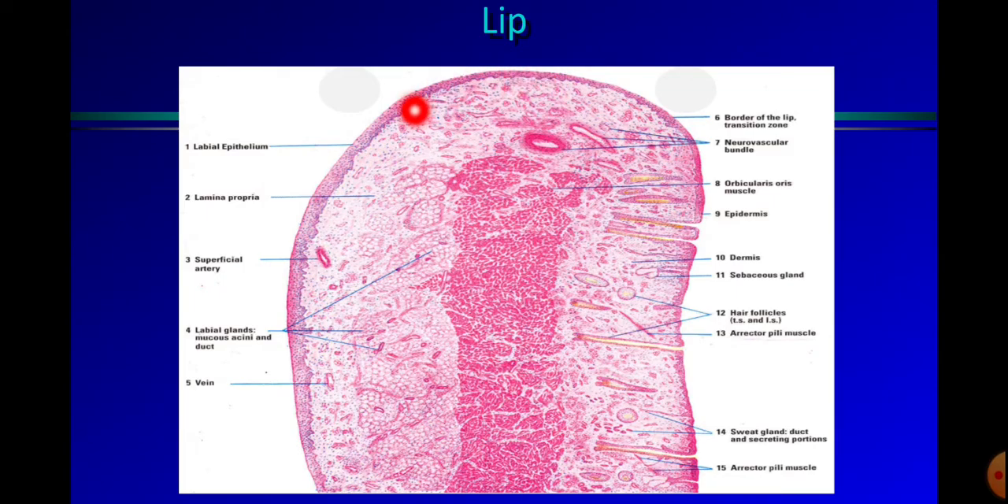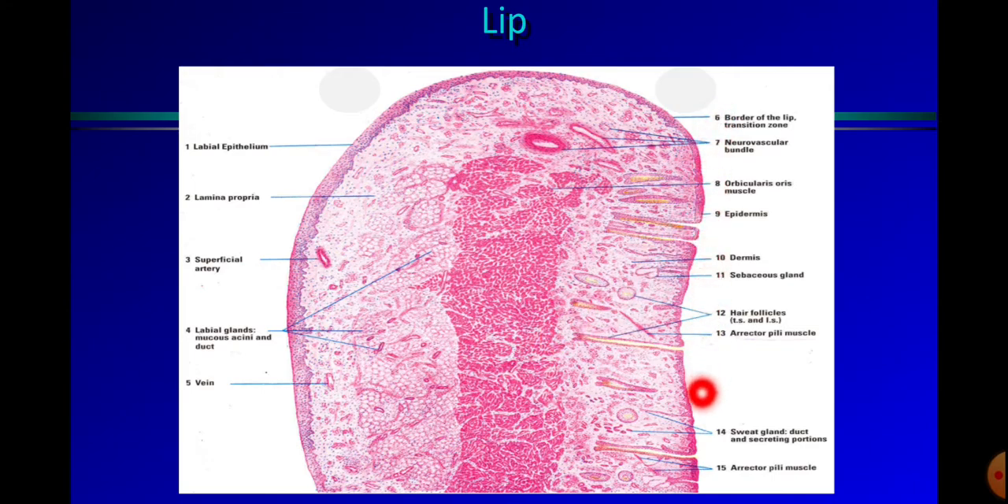Now underlying this transitional zone, there are a number of blood vessels. These blood vessels give the red color to this transitional zone, and that's why this portion, this free end of the lip, is also called the red zone. Okay, so here this is the structure.